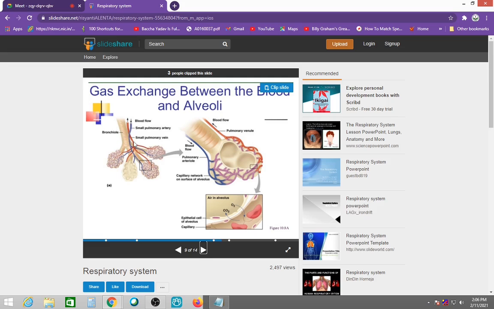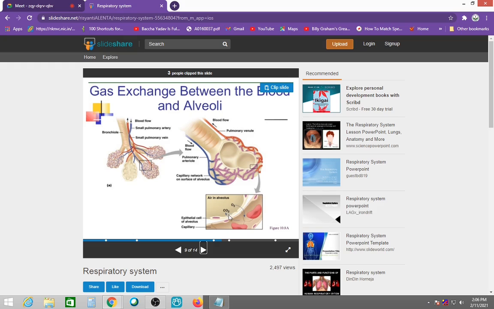So the blood vessels become capillaries, very small blood vessels. They wind around all these alveolar sacs, and then gas exchange takes place through them. The membrane or the barrier in between the capillaries and the alveoli, we call it the diffusion barrier.